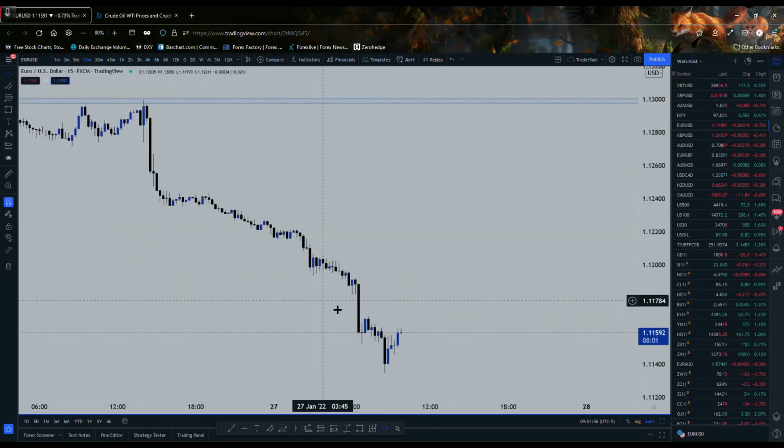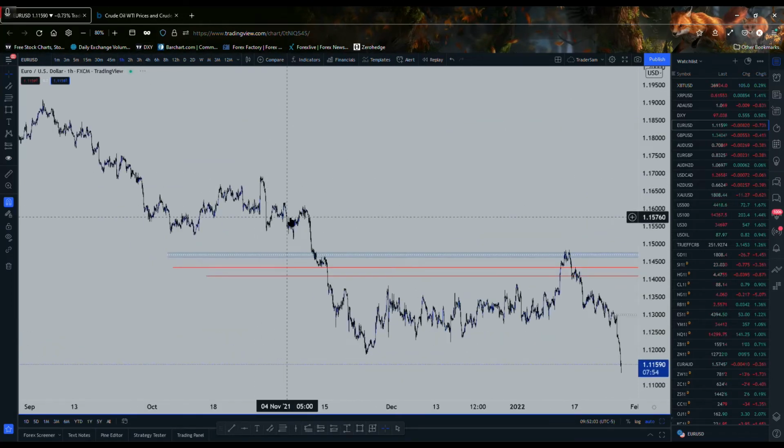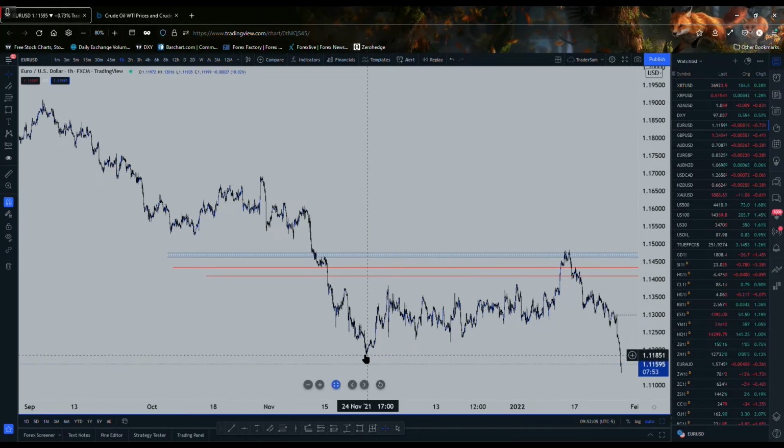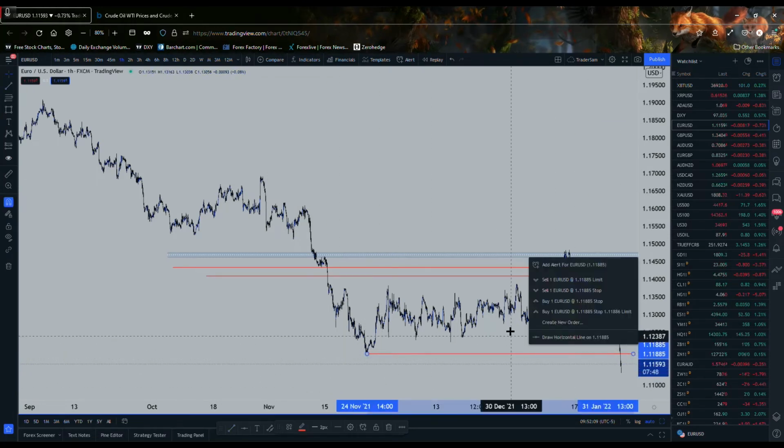Of course, there's the IOF entry drill, but honestly, when I woke up this morning, once I saw this low get taken out, I was hands off on Euro.